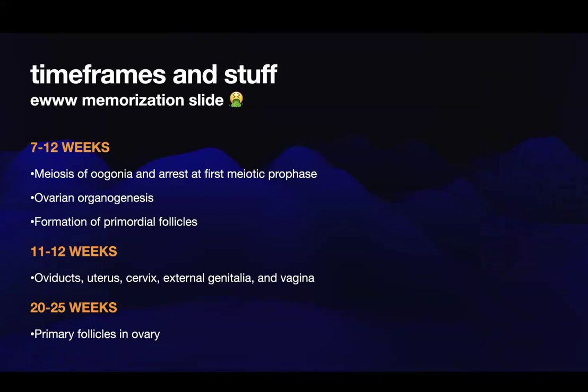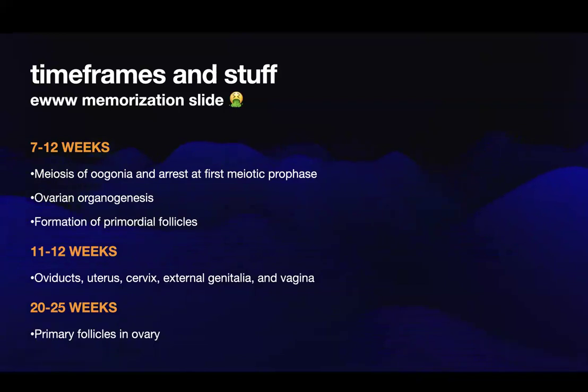In terms of timelines, at around 7 to 12 weeks, you have the first meiosis of the oogonia. But as you know, they arrest at that first meiotic prophase. During that stage, you also have ovarian organogenesis. The ovaries are becoming more developed, the structure is becoming more refined. And you have the formation of those primordial follicles when the oocyte begins to interact with the granulosa cells.